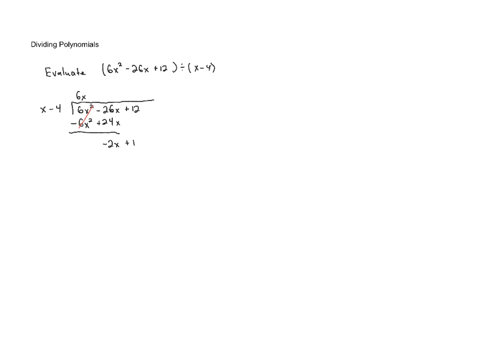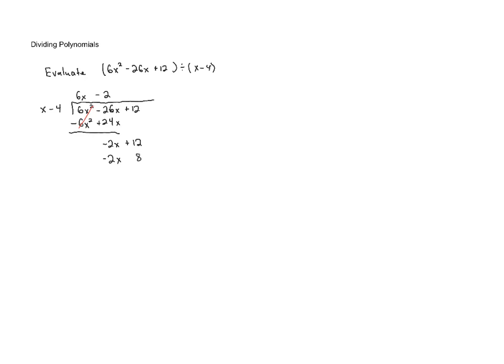Then we can bring down the next term and do it again. How many times does x go into negative 2x? Or what do we multiply x by to get negative 2x? Well, the answer is negative 2. So we put that in the next space in our answer, and then we multiply again. Negative 2 times x is negative 2x. Negative 2 times negative 4 is going to be positive 8.